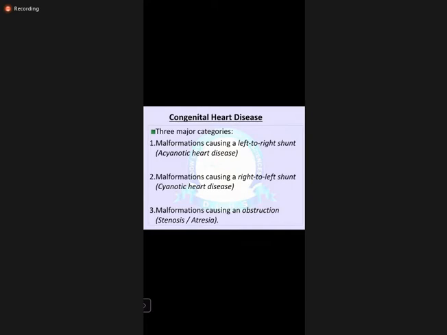There are 3 major classifications or categories of congenital heart disease. One is acyanotic, the other is cyanotic, and the third one is stenosis or atresia. In the acyanotic type of congenital heart disease, there will be a left to right shunt. In cyanotic heart disease, there will be a right to left shunt. And in cases of obstruction, there will be a stenosis or atresia. Stenosis is basically incomplete obstruction, while atresia is complete obstruction.